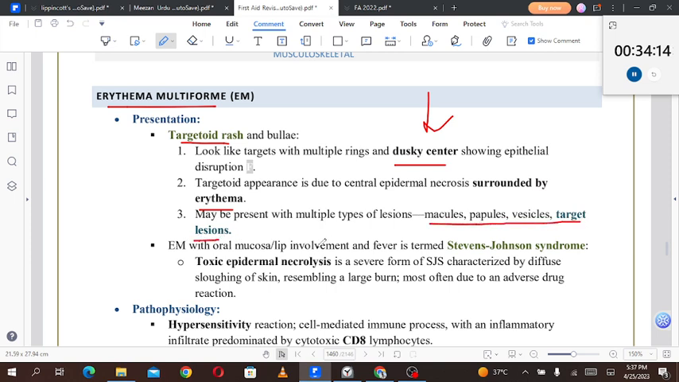Involvement of the oral mucosa, lips, and fever is termed Stevens-Johnson syndrome. So erythema multiforme with oral mucosa and lip involvement and fever is termed Stevens-Johnson syndrome. Toxic epidermal necrolysis is a severe form of Stevens-Johnson syndrome characterized by diffuse sloughing of skin resembling a large burn, most often due to an adverse drug reaction.